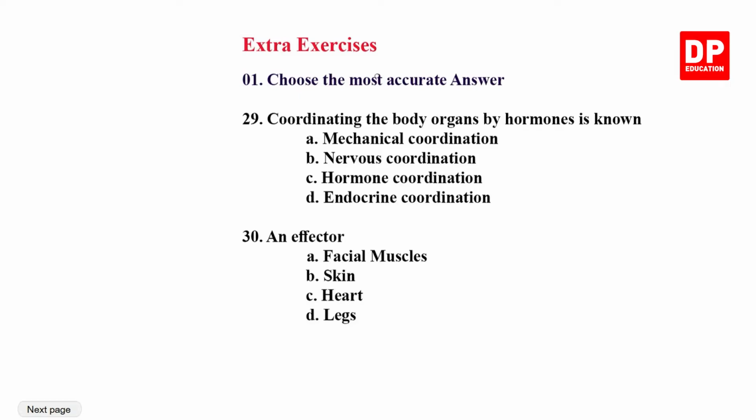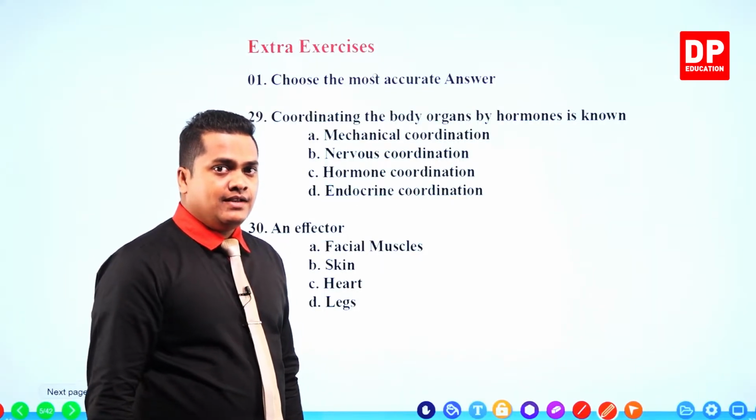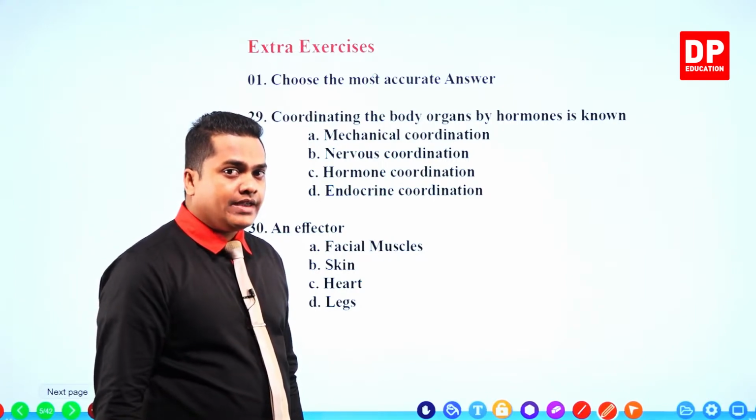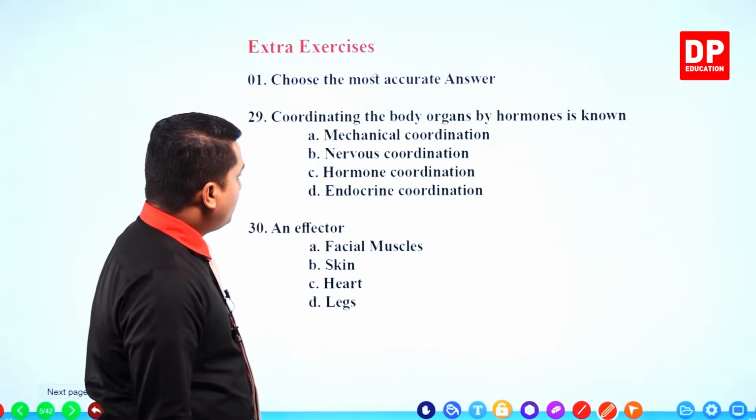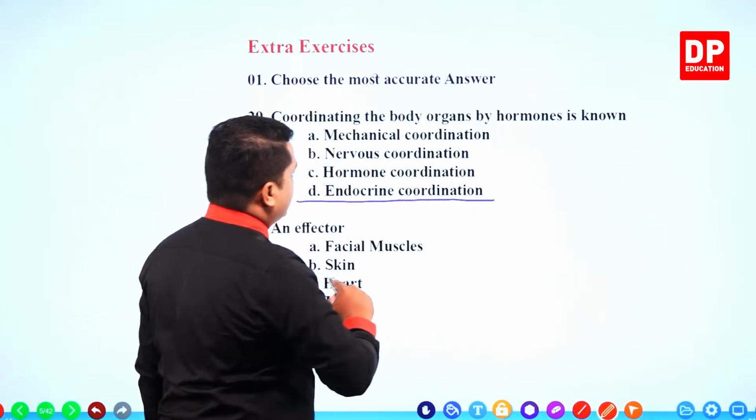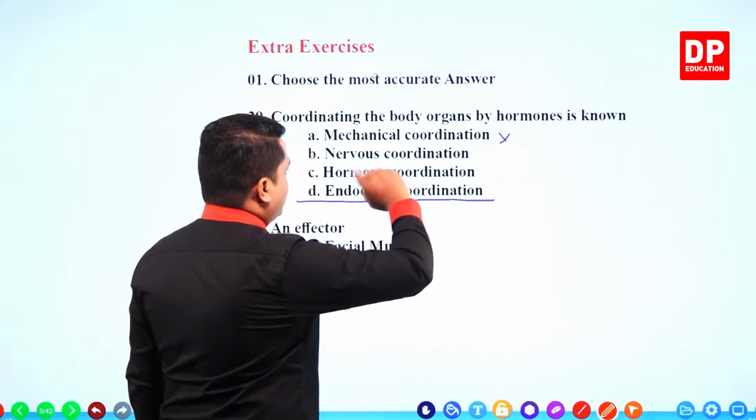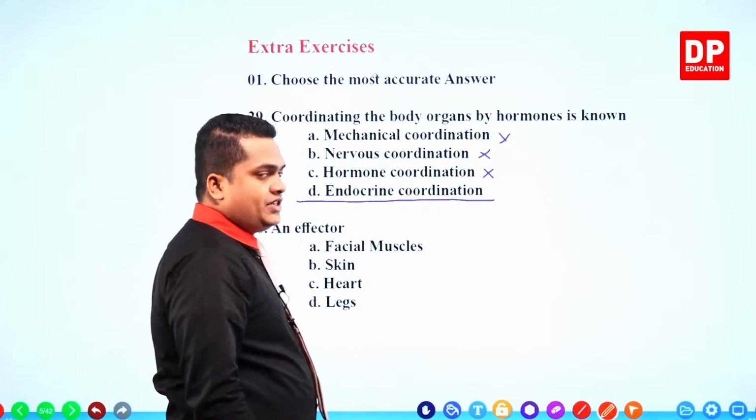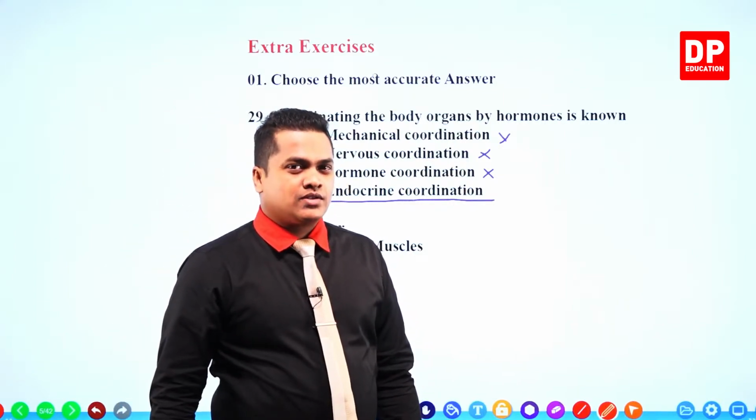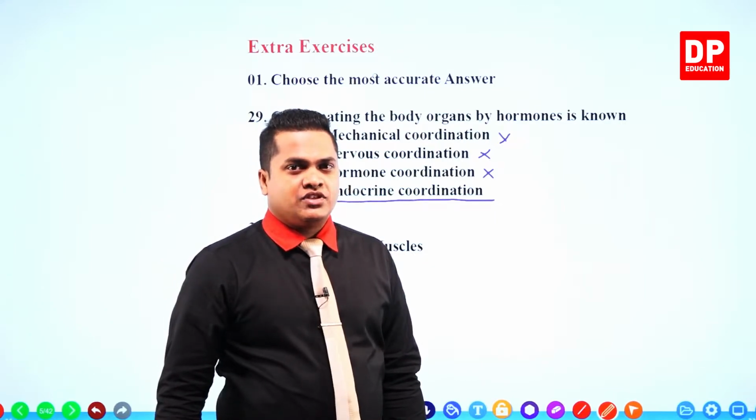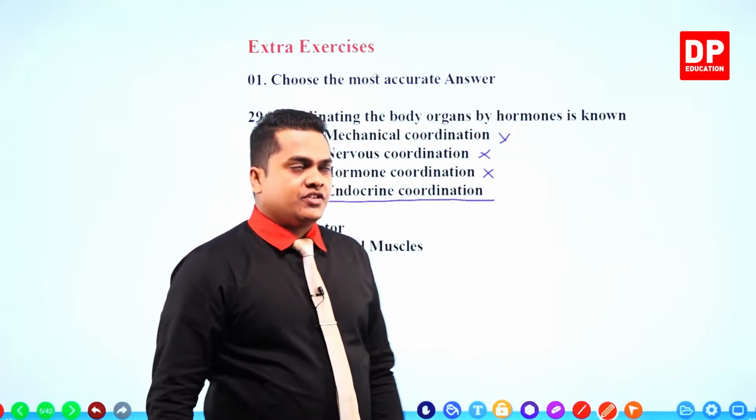Coordinating the body organs by hormones is known as, so coordinating the body organs by using hormones is referred to as endocrine coordination. So find endocrine coordination. Yes, my dear children, it's given in the fourth answer. It's not mechanical coordination, it's not nervous coordination at all, it's not hormone coordination. Hormone coordination is also correct up to a certain level, but we have to choose the most accurate answer. So the most accurate answer for this question is endocrine coordination.